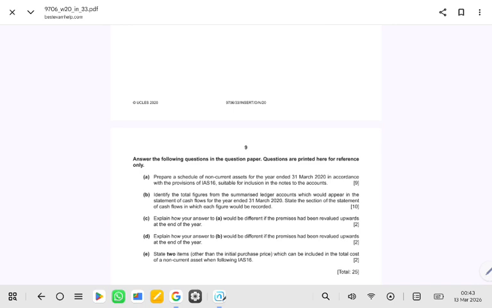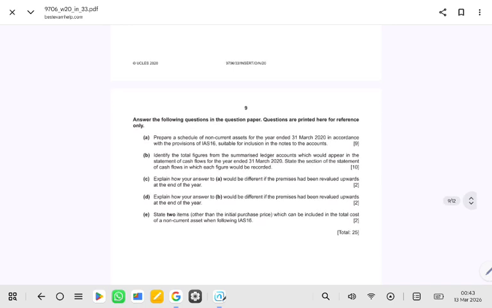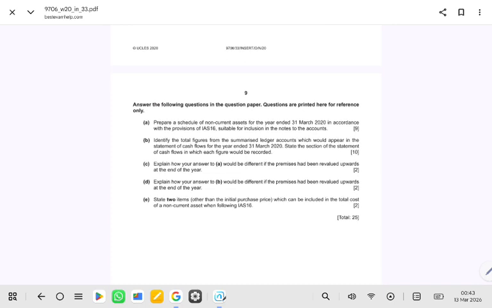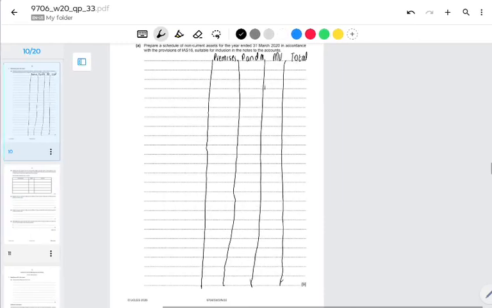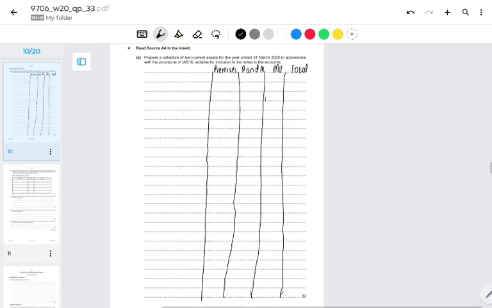Prepare the schedule of non-current assets for the year ended 31st March in accordance with the provision of IAS 16, suitable for inclusion in the notes to the accounts. So we need to prepare a schedule of non-current assets. So let's start. First thing we need to do is make these columns as per the requirement: premises, plant and machinery, motor vehicles, and total.